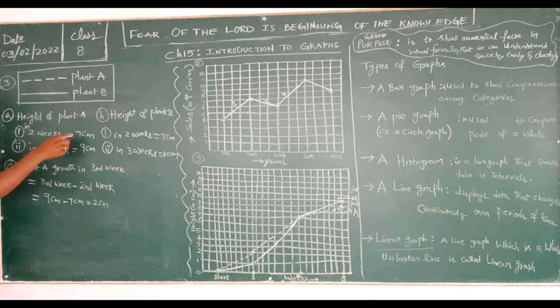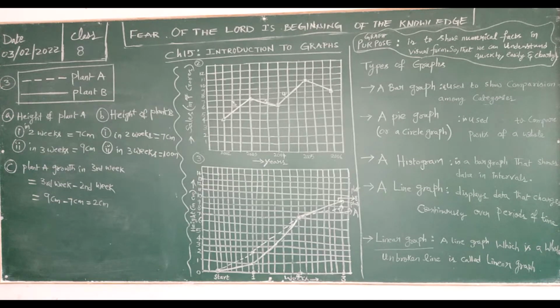Okay, so at the end of the second week it is 7 centimeters, third week 9 centimeters. That means in the third week, how many centimeters did it grow? You want to find the third week height minus the second week height. 9 minus 7, 2 centimeters. I hope you all understood this.